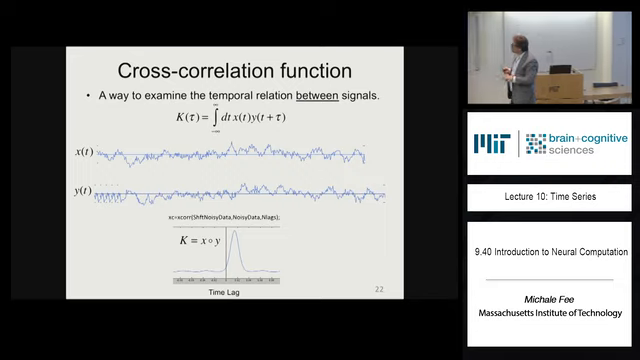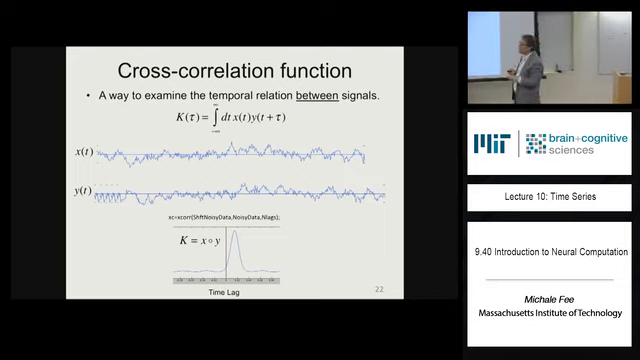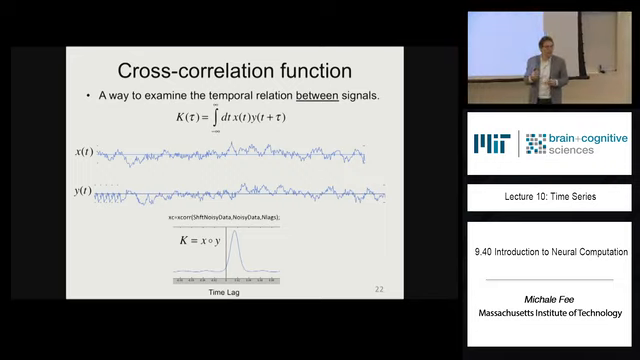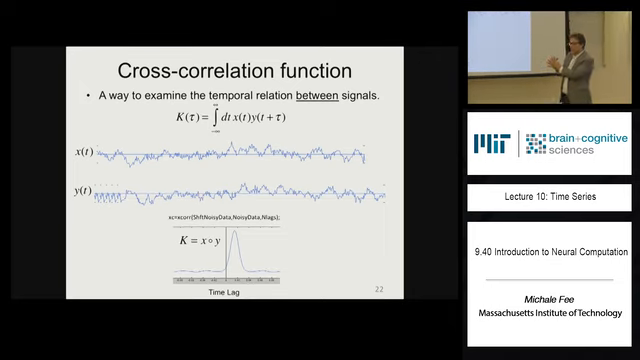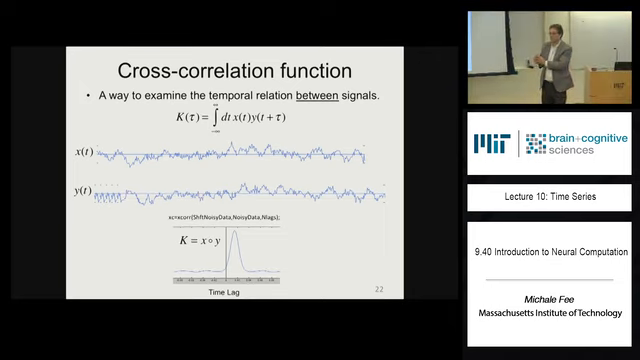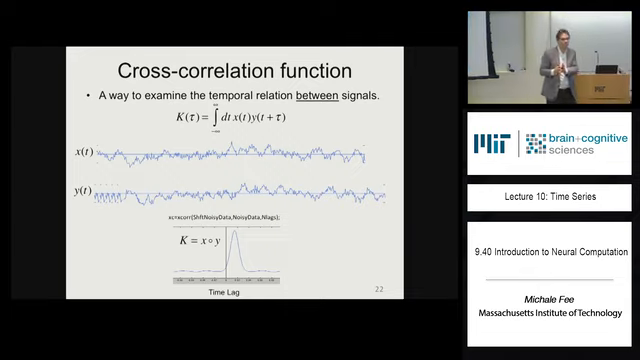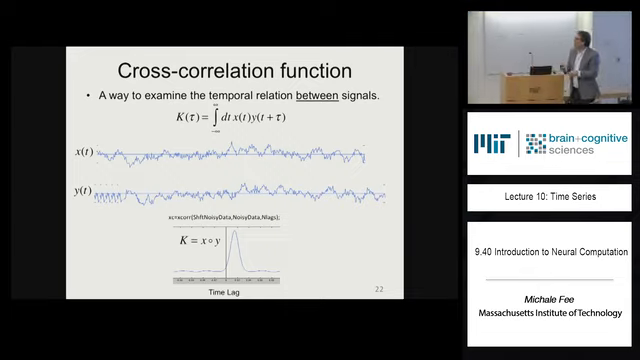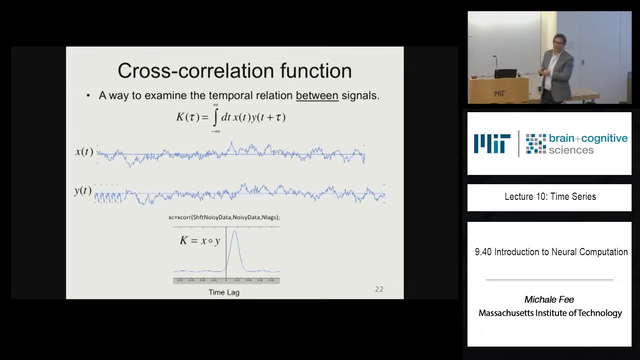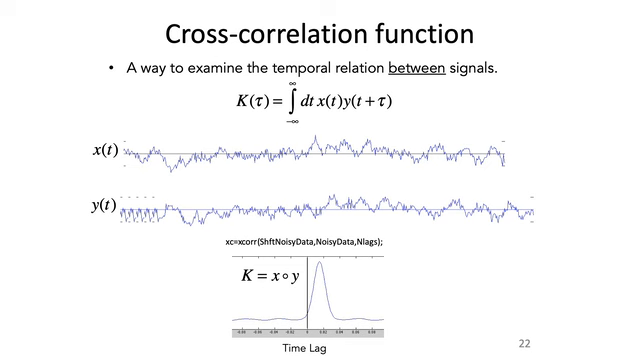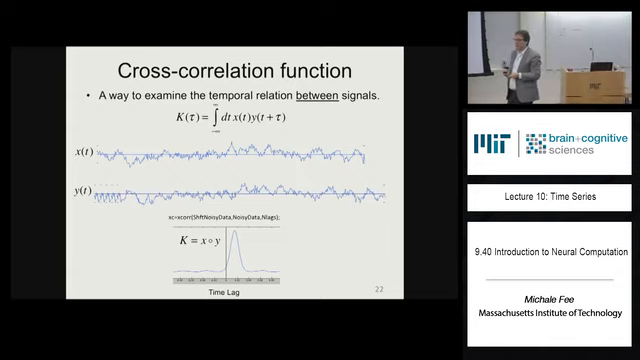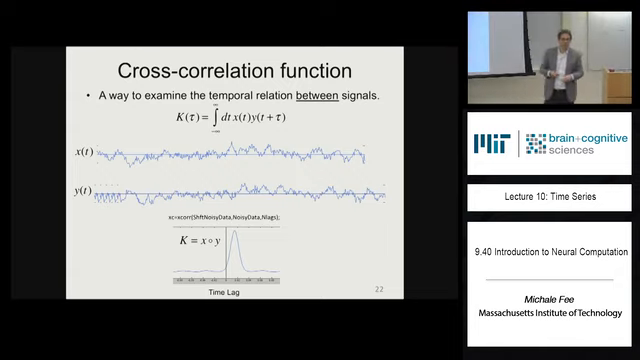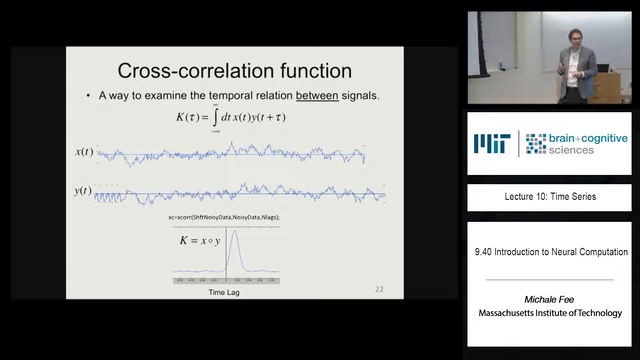So this is actually a really powerful way to discover the relation between two different signals. And in fact, it gives you a kernel that you can actually use to predict one signal from another signal. Now, if you were to take x and convolve it with k, you would get an estimate of y. We'll talk more about that later. Pretty cool, right?